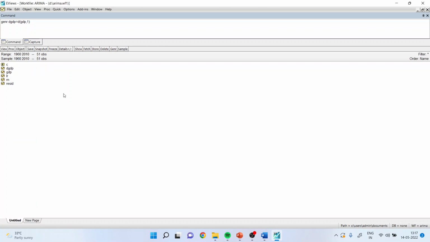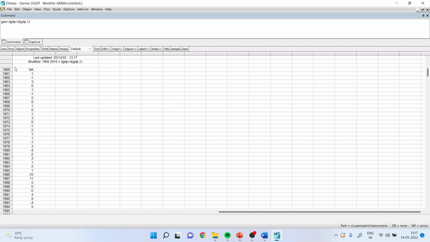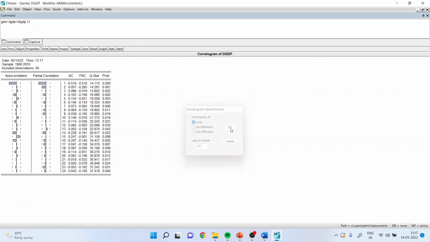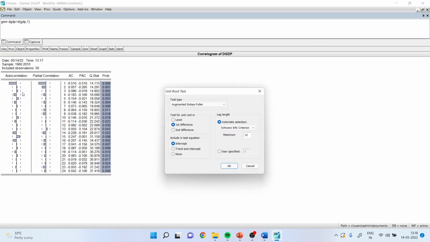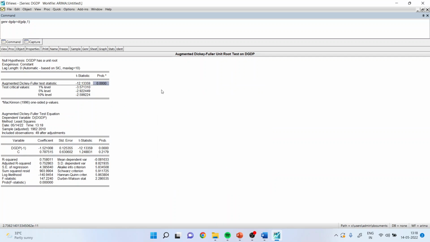Now let us check. Is the series now stationary? Go in dGDP, check the correlogram. Now check it at level only, because if you do first difference, it will become 2 times difference. Check it at the level only. Click OK. Here the p-values are less than 0.05, which is not desirable anyway. We'll check according to the unit root test, and this time make sure to keep it at level. Click OK. P-value is less than 0.05, which indicates that we are rejecting null hypothesis and the series is stationary.